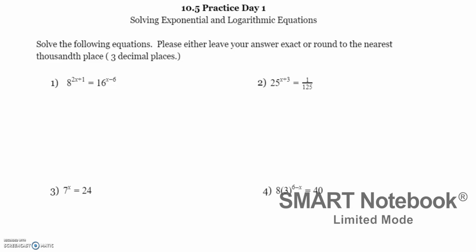Hello everybody, welcome to the 10.5 practice day 1, which is solving exponential and logarithmic equations. So let's get going, shall we? Let's take a look at number 1.